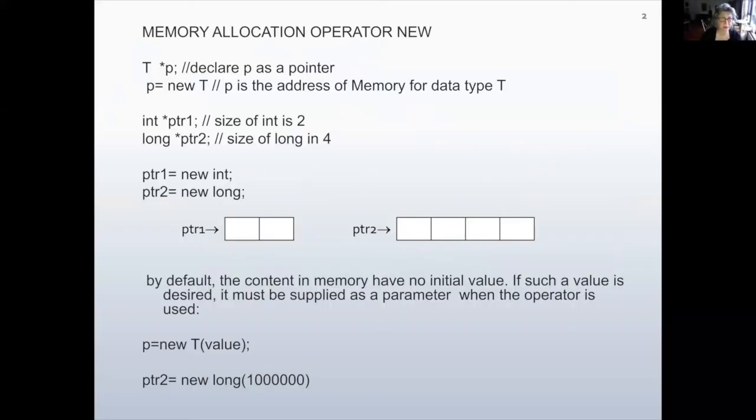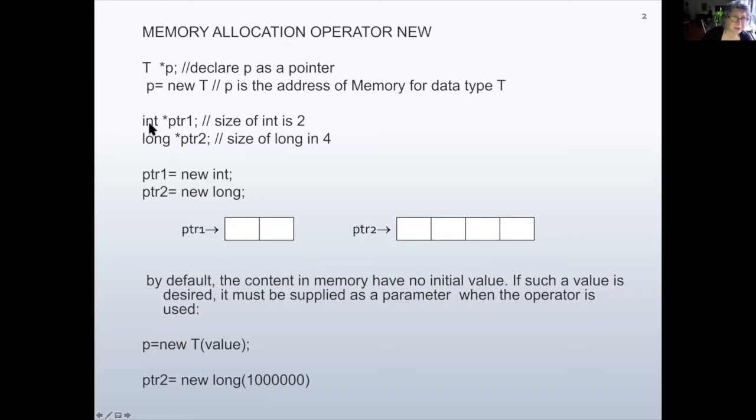Memory allocation operator new is used to create objects dynamically. In this line, there is a declaration of P as a pointer of type T. Here, by the new operation, an object of type T is created. Memory is reserved for that object, and the address of that memory is stored into pointer P.